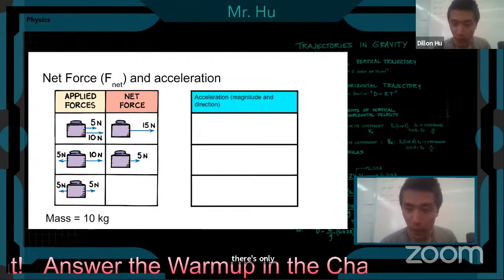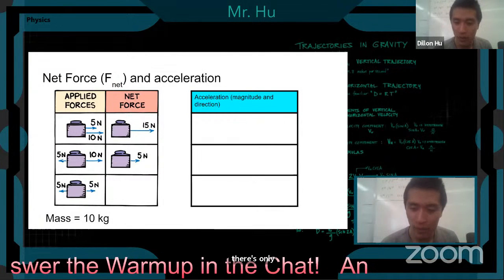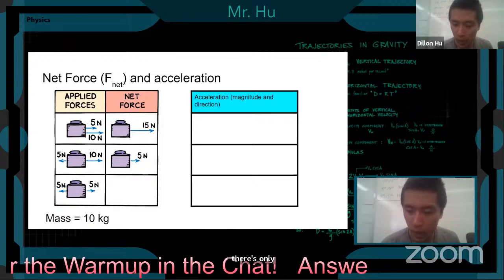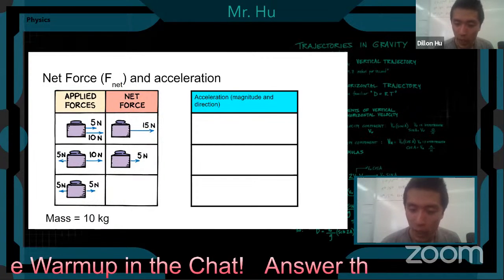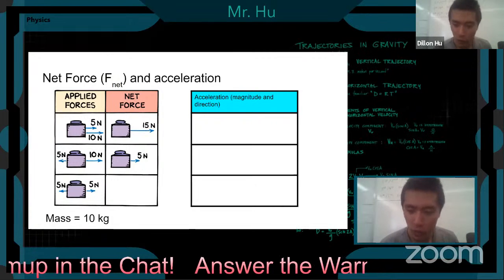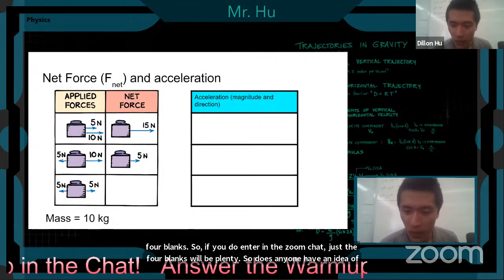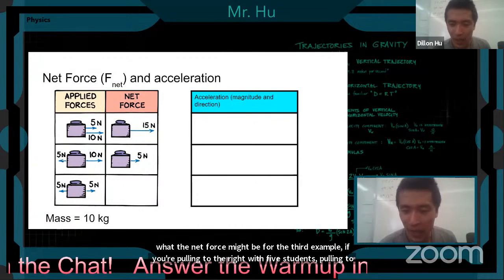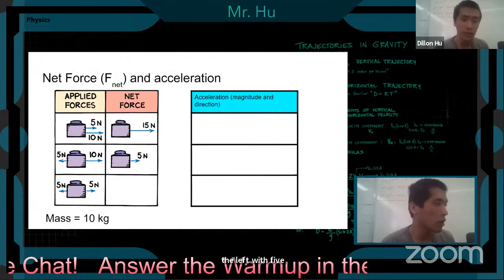This one's kind of interesting. You pull to the right with 5, and then you pull to the left with 5, so what would your overall net force be? We got a couple of answers so far. We got 3 answers so far. Yes, you are all excellent.